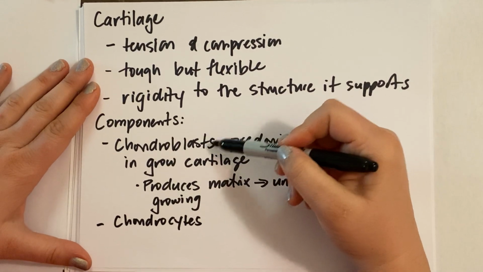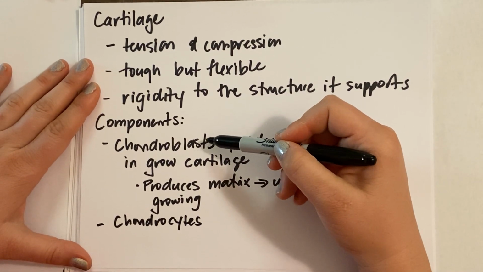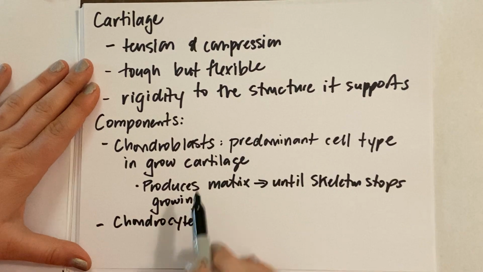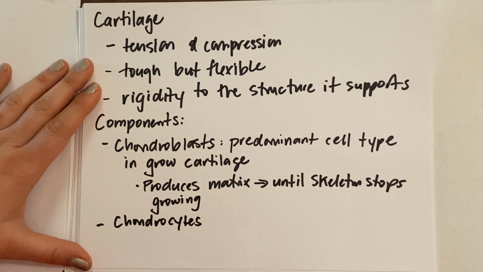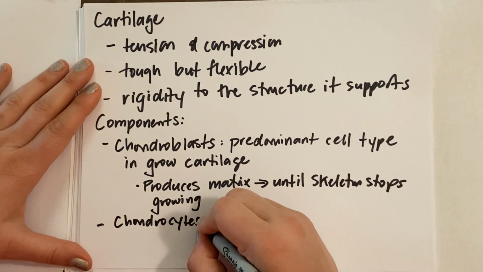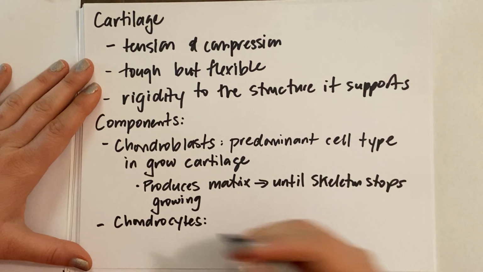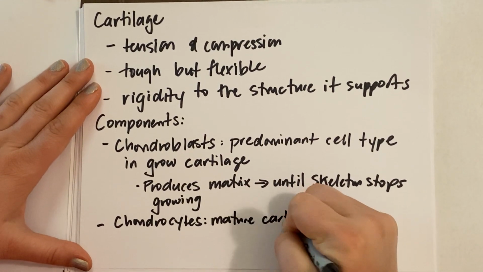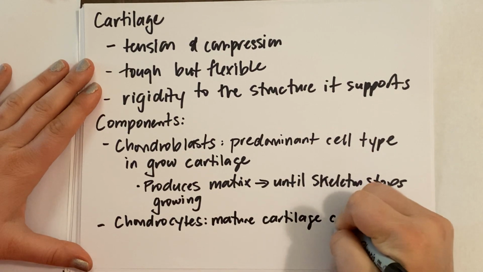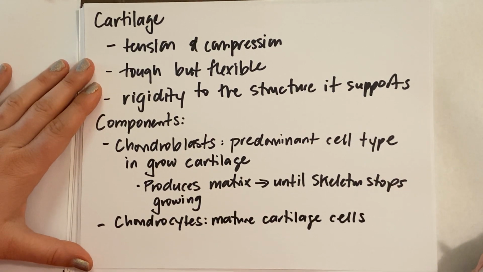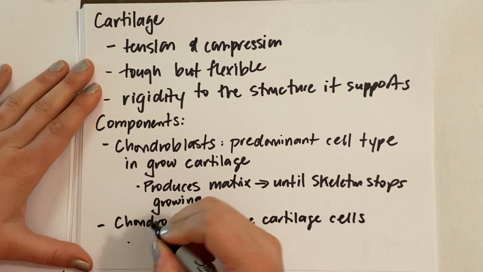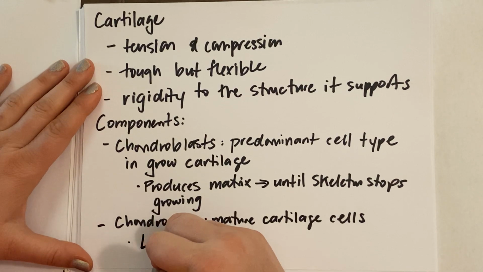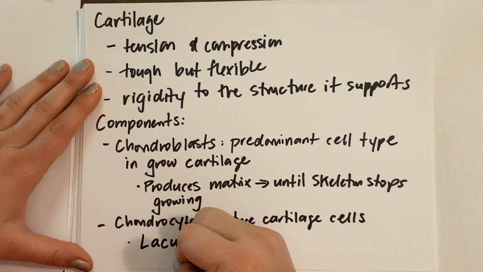We usually start off with blasts. These are the immature cells. This is when things are growing. And then we go to cytes when we're in the matured stage of whatever connective tissue. So these are the mature cartilage cells. Both the chondroblasts and the chondrocytes are located in cavities called lacunae. This is an important word.